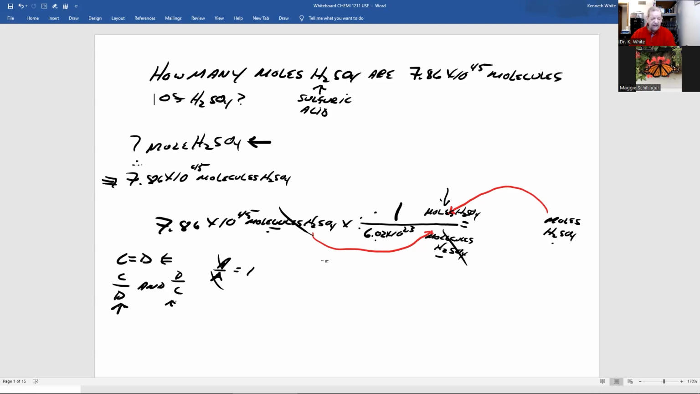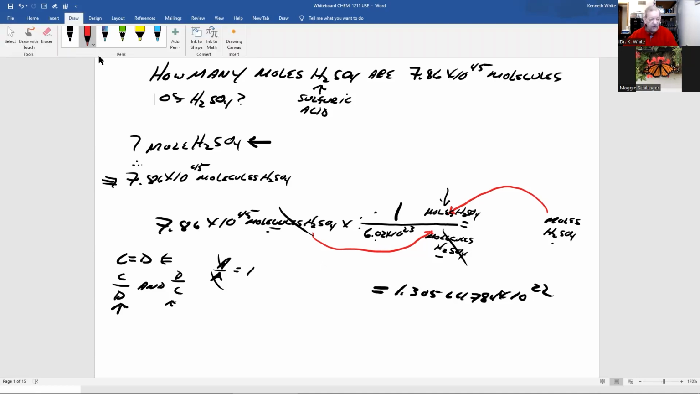7.86 blue double E, 45 divided by 6.02 blue double E, 23. And my calculator gives me this number. And remember, on test number 2, it will say, please use proper significant figures for all calculated answers.